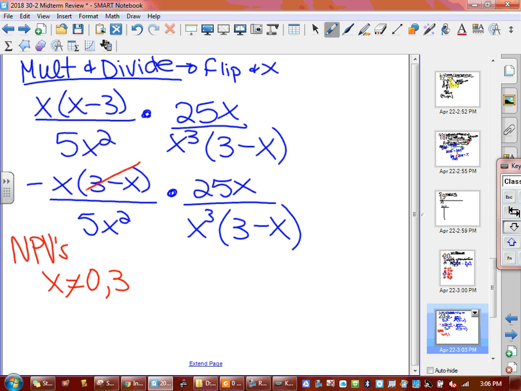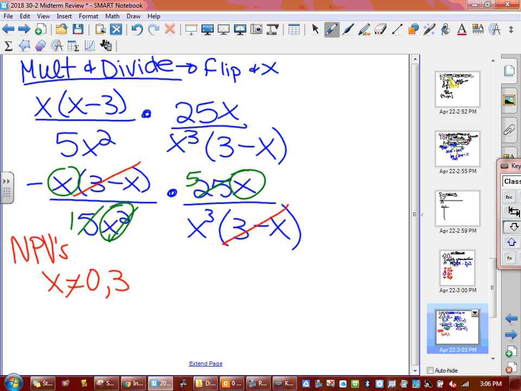So I can instantly take off the x minus 3 because I know they're identical. We take those off. Now I take a look at my 25 and my 5, which can reduce. We both divide by 5. And now I can look at how many x's I have on the top and how many x's I have on the bottom. I've got 2 x's on top, and over here on the left I've got 2 x's.